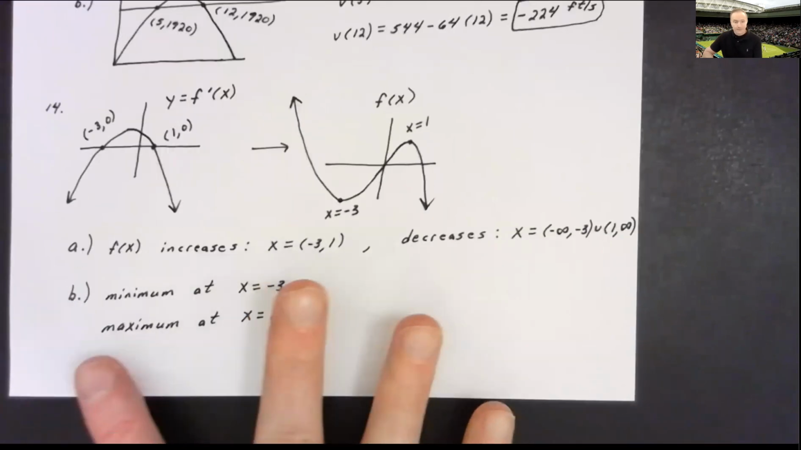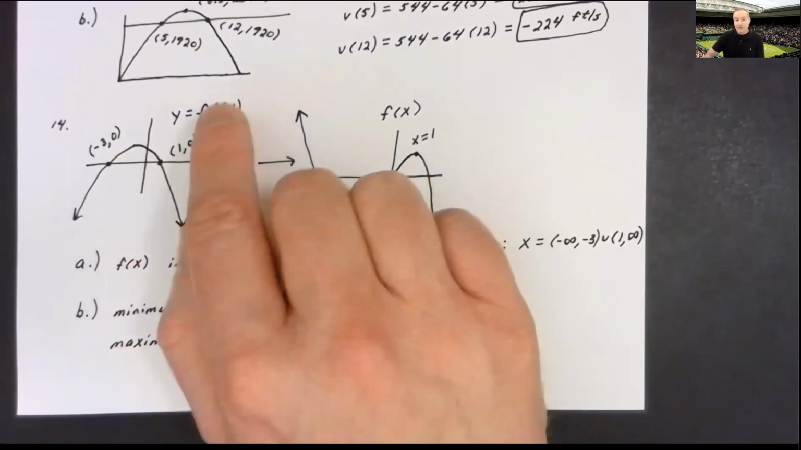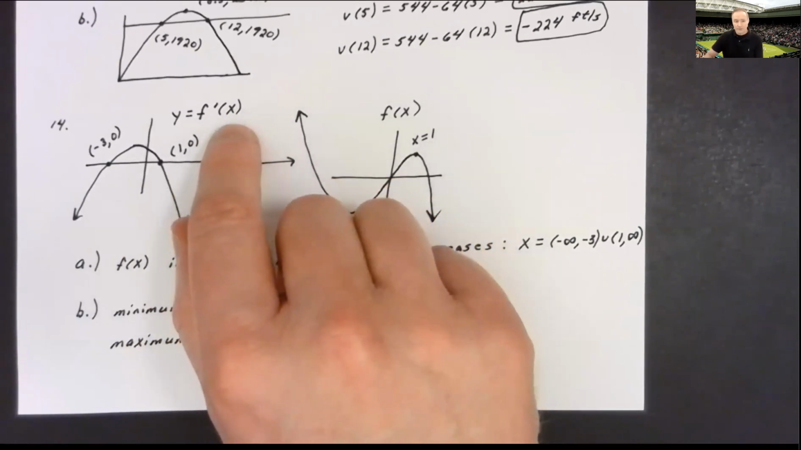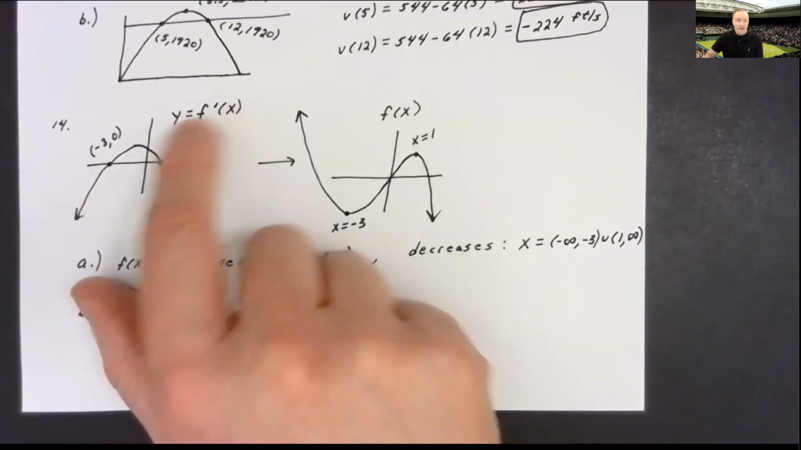Now, for number 14, I will give you a graph of some parabola that will be the derivative of an original function, and then ask you information about that original function. Okay, so for example, here's the parabola, f prime of x.